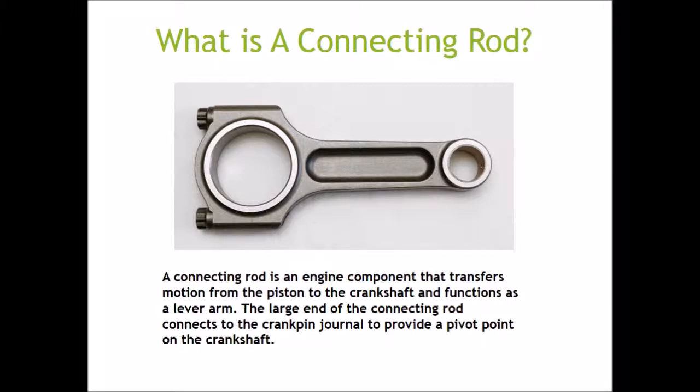The small end of the connecting rod connects to the piston with a piston pin. The piston pin provides a pivot point between the piston and the connecting rod. Spring clips are used to hold the piston pin in place. The large end of the connecting rod connects to the crank pin to provide a pivot point on the crankshaft.